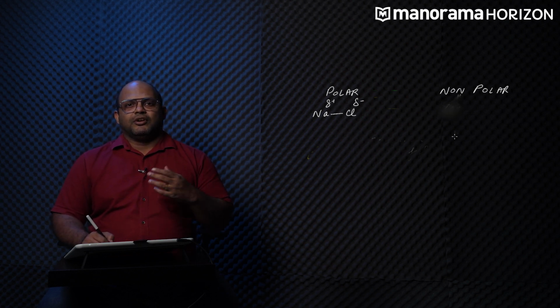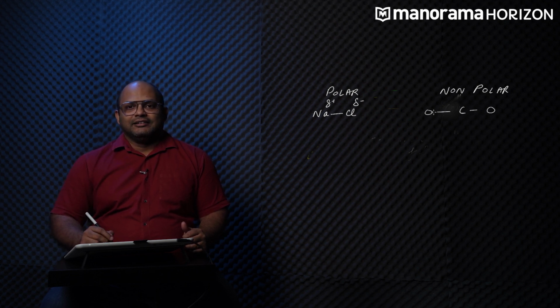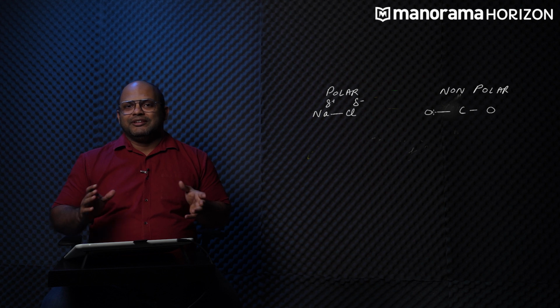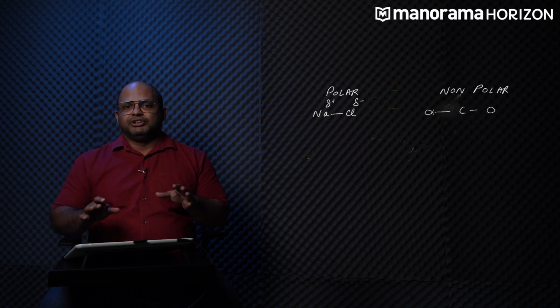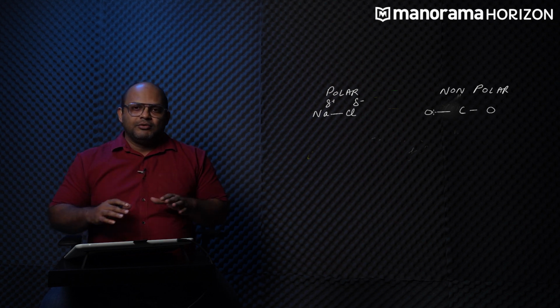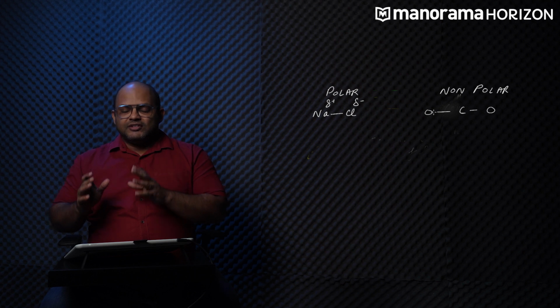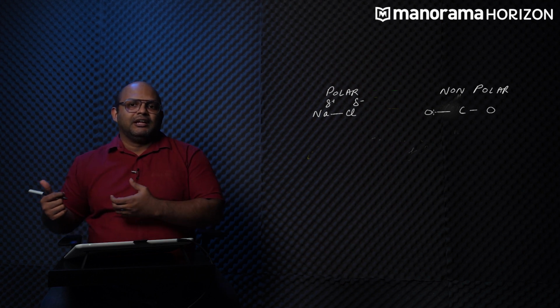Contrast this with the structure of something like CO2. You have a carbon atom, you have two oxygen atoms surrounding it, and there is no imbalance of charge in this system. All the electrons between the carbon and oxygen atoms are being shared equally. So there is no asymmetry in the system. You have a uniform distribution of charges everywhere. So this material, carbon dioxide, is non-polar. It has no inbuilt dipole moment.